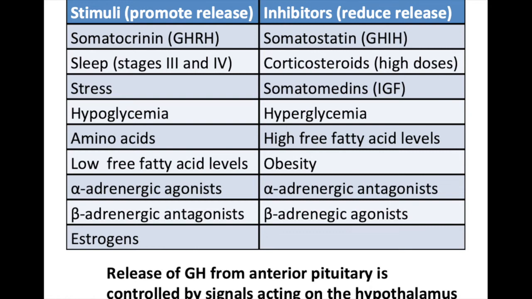And then somatostatin and corticosteroids in high doses will inhibit the release of growth hormone. Somatomedins will cause feedback inhibition. Hyperglycemia, high free fatty acids, the well-fed state, and obesity: growth hormone is generally low. And then alpha-adrenergic antagonists and beta-adrenergic agonists will inhibit growth hormone's release.